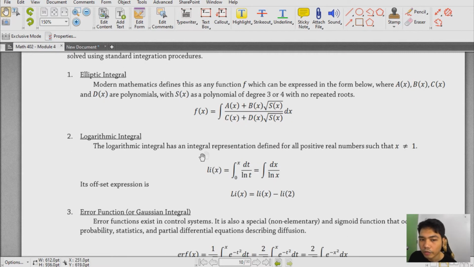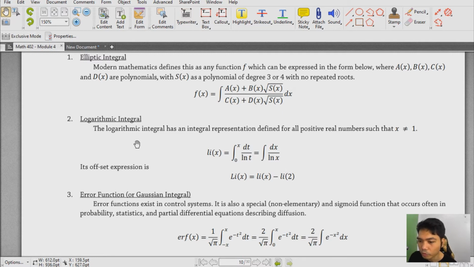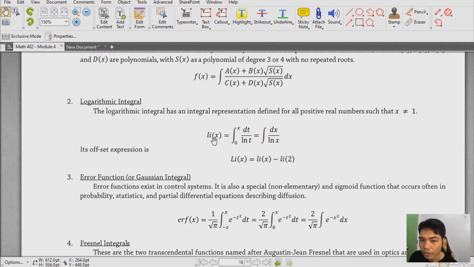Then the next one is logarithmic integral. So ito yung one of the most common na na-encounter natin. So this is the representation defined for all positive real numbers such as x not equal to 1. So Li of x is equal to the integral of dt over ln of t from 0 to x. So ito, hindi na na-integrate. Kahit anong gawin nyo dyan, kahit try nyo pang i-let yan or integration by parts. So hindi na yan pwede.